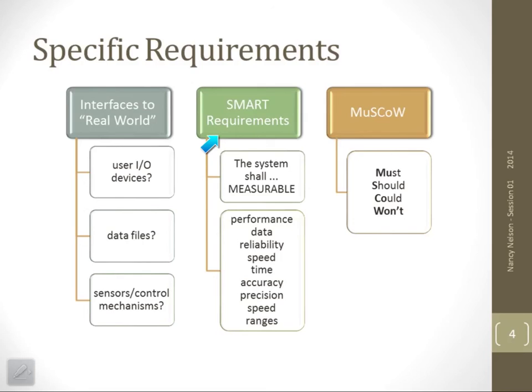So we have our overall description and our specific requirements, and that makes up our software requirements specification. In the next section, you'll be able to see an example of how one comes together.